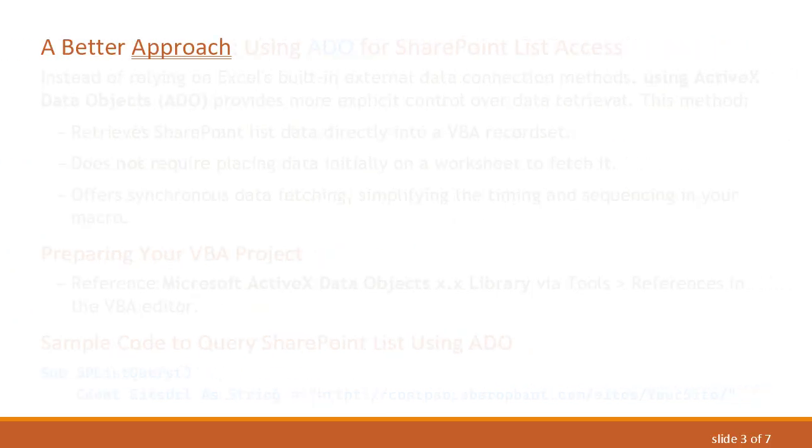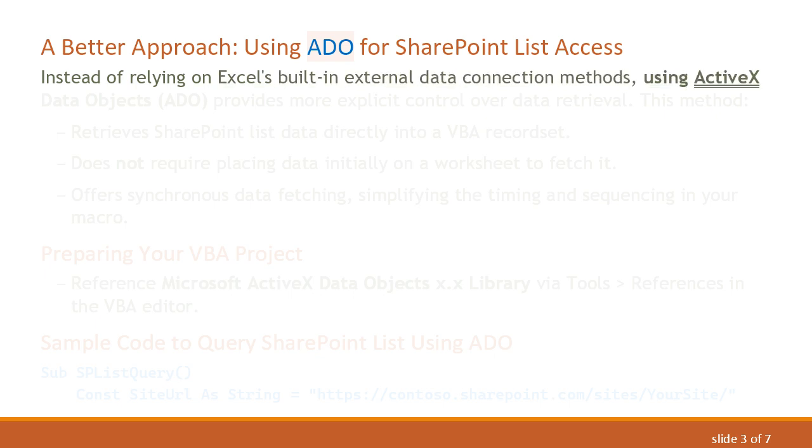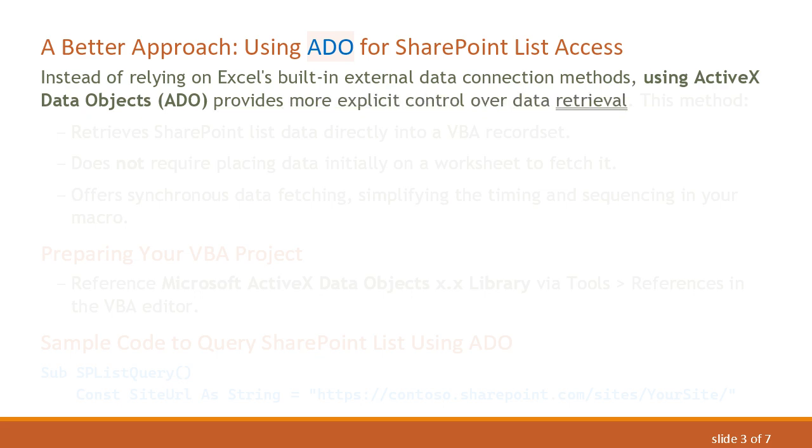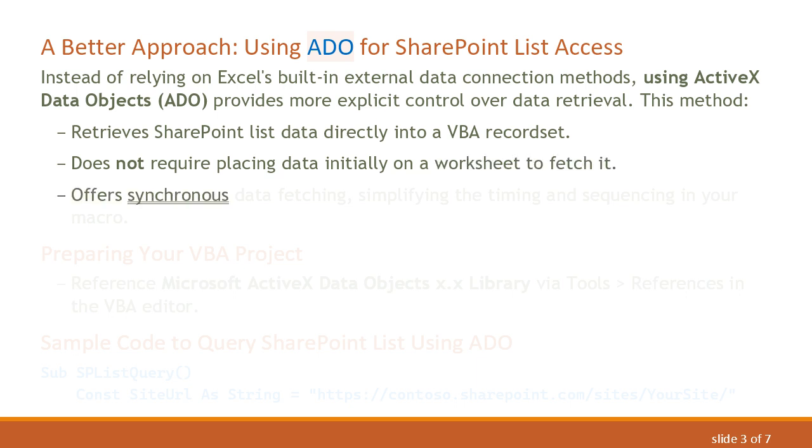A better approach, using ADO for SharePoint list access. Instead of relying on Excel's built-in external data connection methods, using ActiveX Data Objects, ADO, provides more explicit control over data retrieval. This method retrieves SharePoint list data directly into a VBA recordset. Does not require placing data initially on a worksheet to fetch it. Offers synchronous data fetching, simplifying the timing and sequencing in your macro.